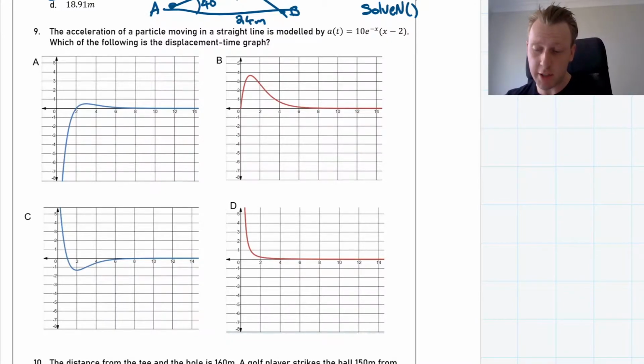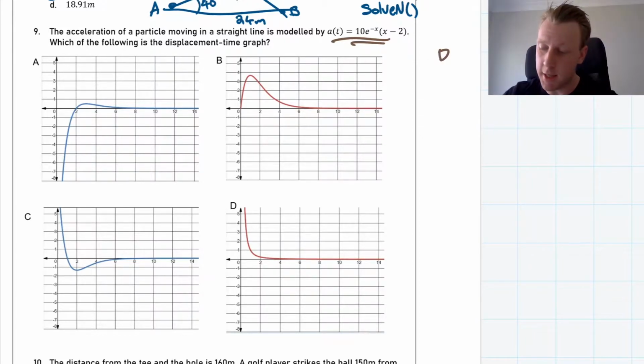Question 9. The acceleration of a particle moving in a straight line is modeled by this. Determine the displacement time graph. This is actually a little bit tricky. You've got to problem solve this. There's nothing in your graphics calculator that says, here's a function, show me the graph if you integrated this function twice. So you've got to do a little bit of interpreting here.